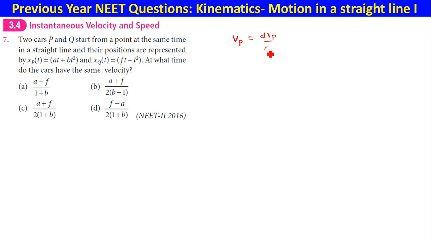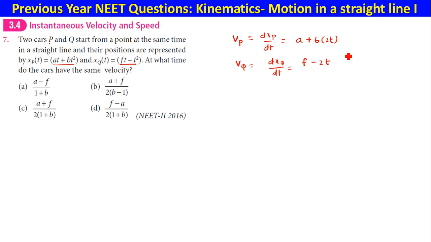by dt, isn't it? So let me differentiate this. Then I'll get the differentiation of a t as a, next b t square differentiation is 2bt. Okay, what about the velocity of car Q? That is dxq of t by dt. Now if I differentiate this, f t minus t square, f is a constant and the differentiation of t is 1, and t square differentiation is 2t, isn't it?